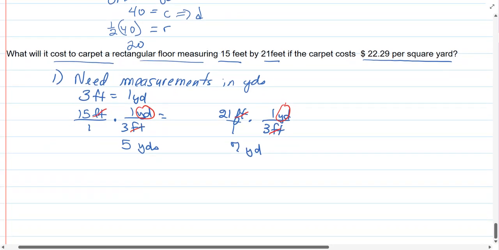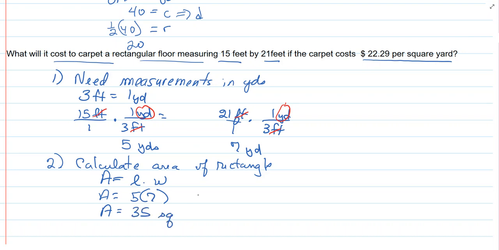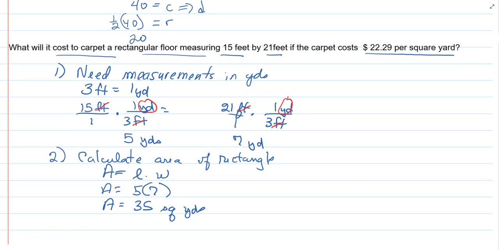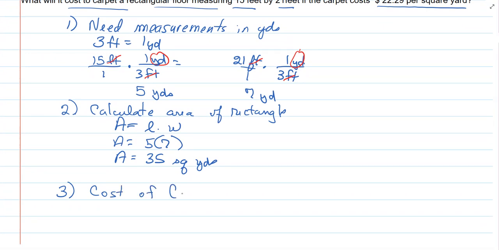So now I need the area. We calculate the area of the rectangle. Well, a rectangle is length times width. So I've got 5 times 7. Area is 35 square yards. And it sells at $22.29. Now we want the cost of the carpet. So to get the cost of the carpet, it's square yards times cost per square yard.